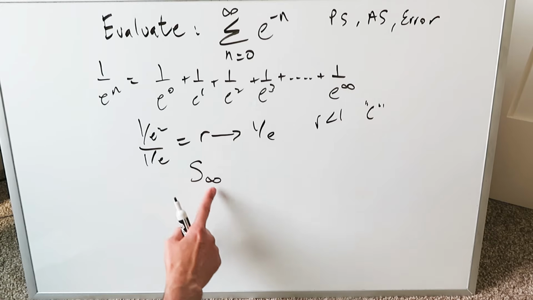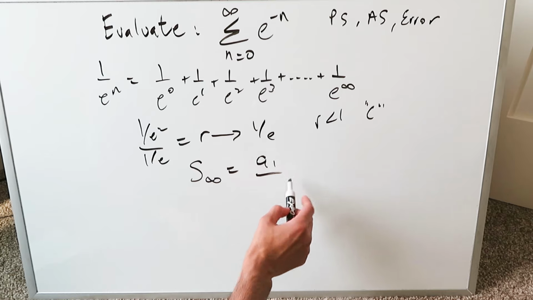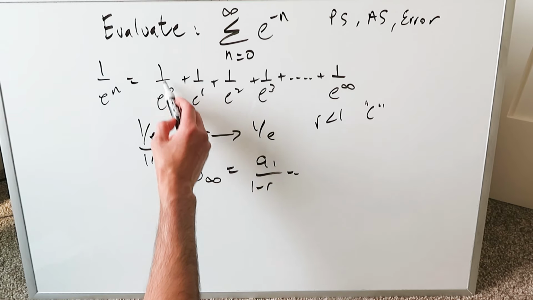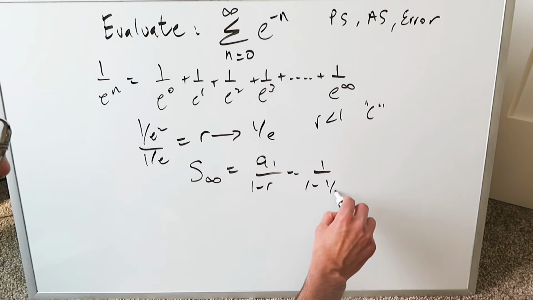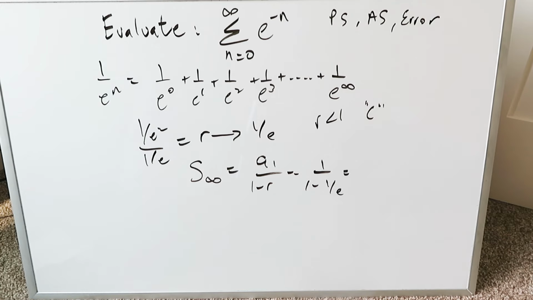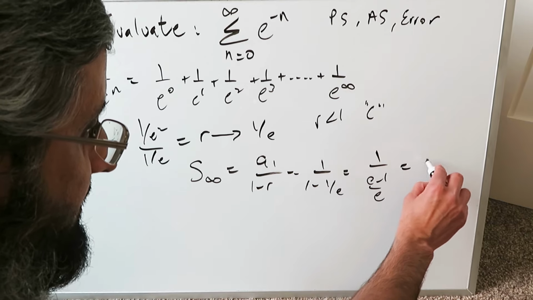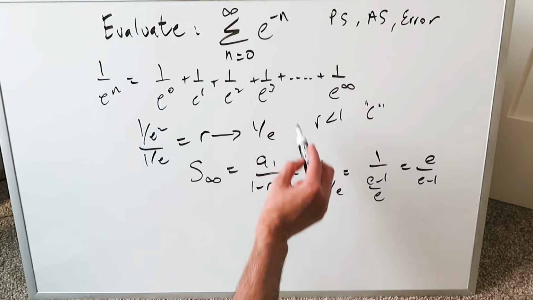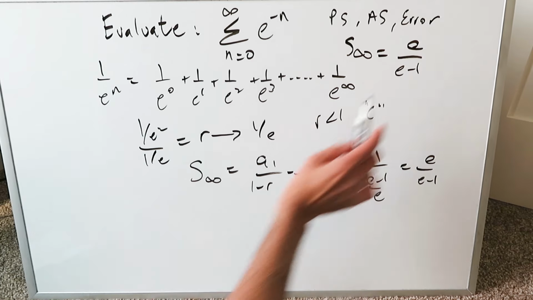The sum of this series, from 0 up to infinity, would be your a1 term divided by 1 minus r, which would be 1 over e to the 0, which is 1, over 1 minus 1 over e. All you have to do is just that simple computation. You'll have e minus 1 over e, which is going to be e over e minus 1. Your sum of this series, or your actual sum, will be e divided by e minus 1, which would represent the real value.